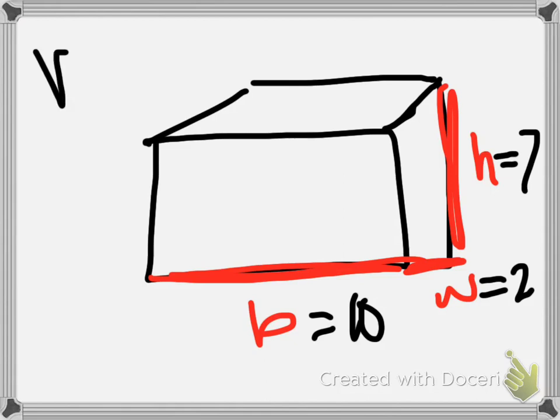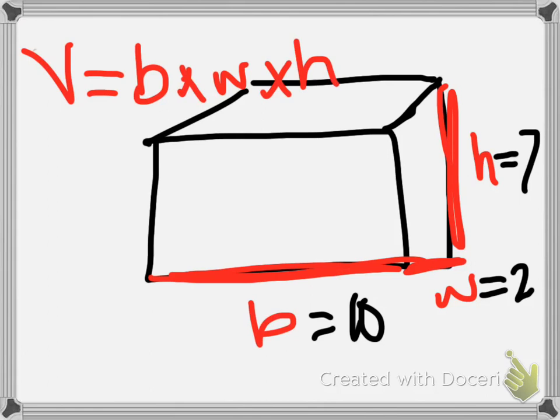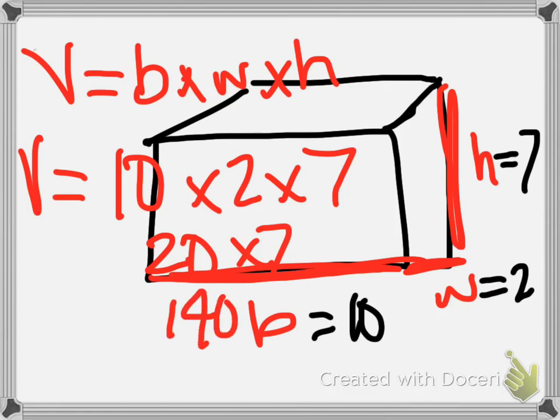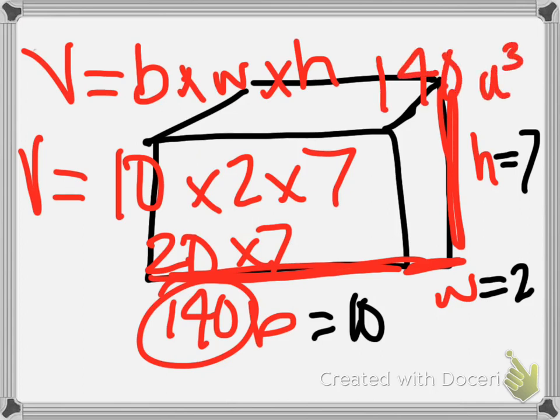Well, we know that the equation for volume is base times width times height. Therefore, to find the volume of this rectangle, you would just do volume equals 10 times 2 times 7. And using order of operations, you would multiply 10 times 2, which is equal to 20, and then 20 times 7, which is equal to 140. So the volume of this particular rectangle would be 140 units cubed.